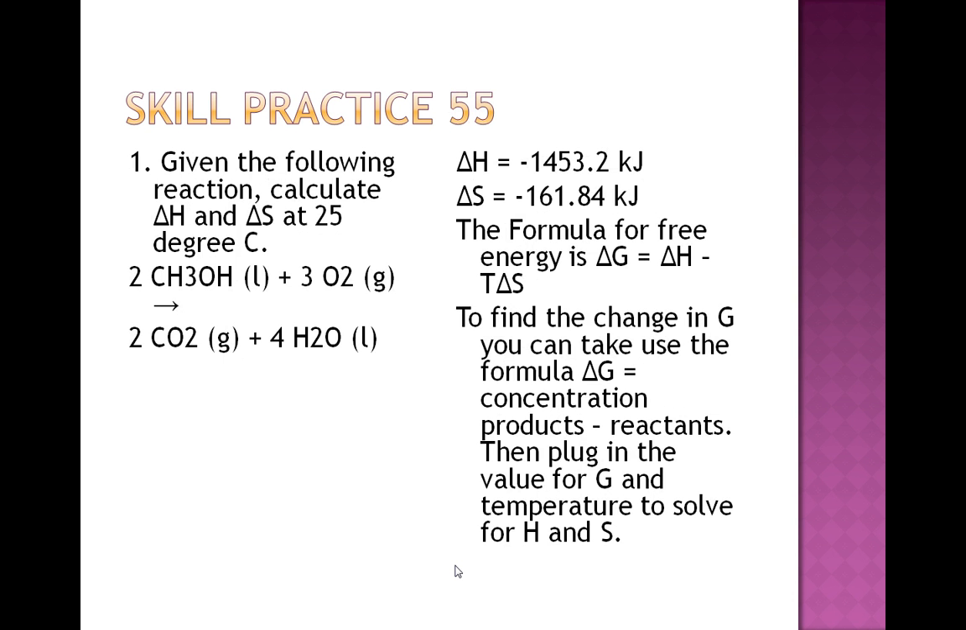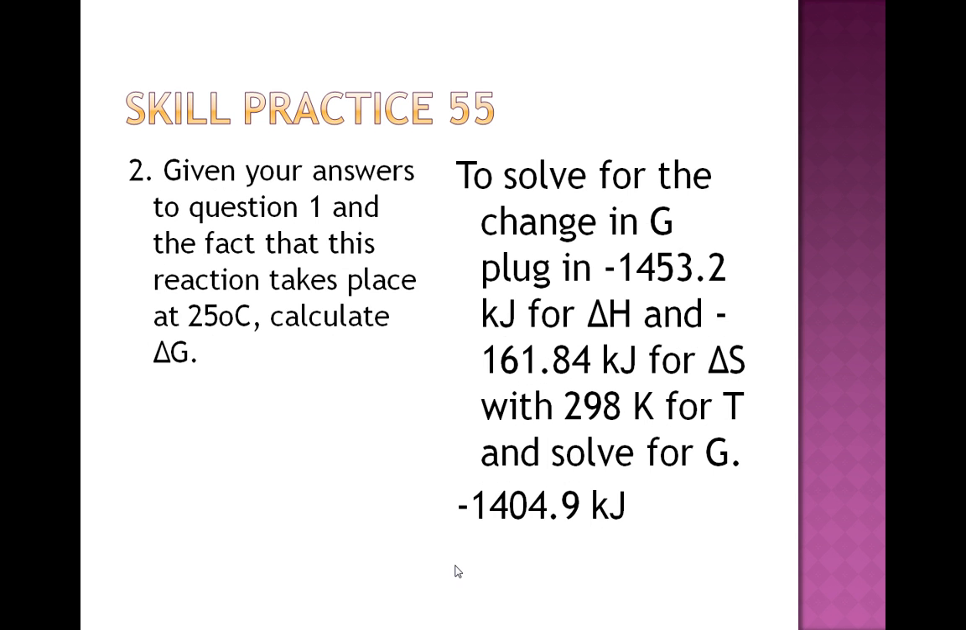Alright, so skill practice number 55, number 1. Alright, so the delta H would be negative 1453.2 and delta S would be negative 161.84, and you use the formula for free energy, which is shown. To find the change in G, you use the formula concentration of products minus reactants, and then plug in that value to solve for H and S.